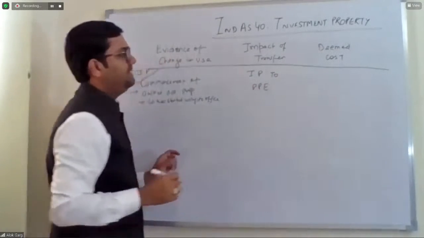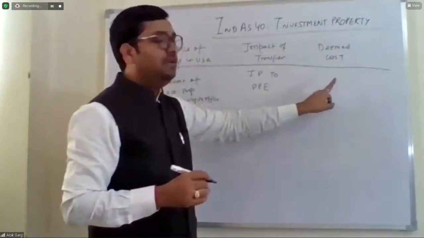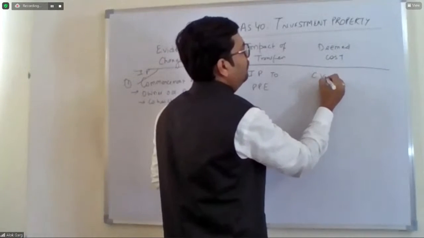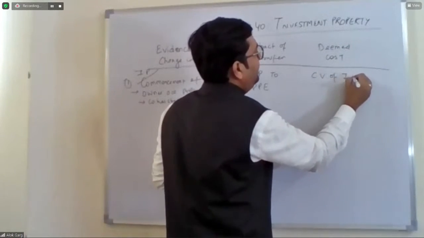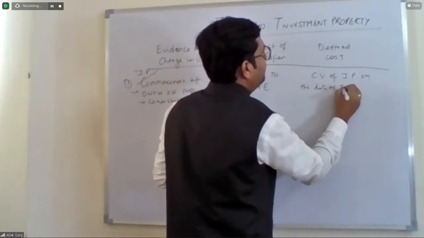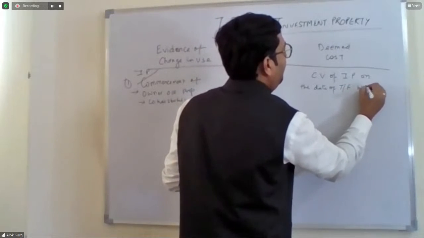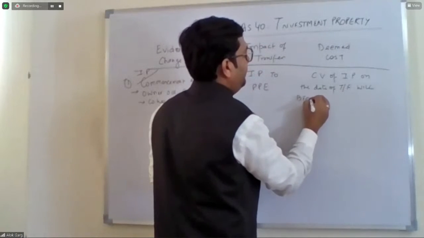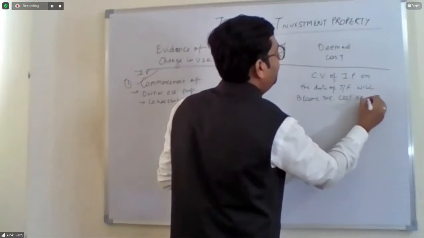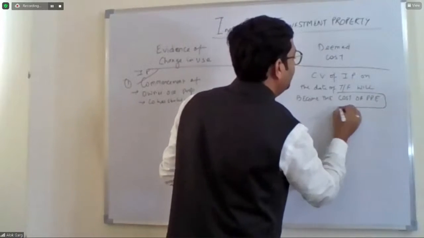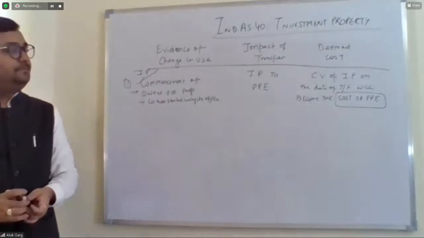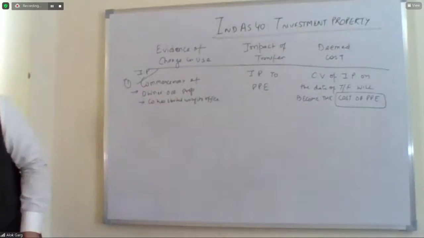Ind AS 40 to Ind AS 16. So what will be the deemed cost here? The closing carrying value of investment property on the date of transfer will become the cost of PPE, the cost of owner occupied property. So wherever I am saying PPE, I am talking about owner occupied property. Any problem here?